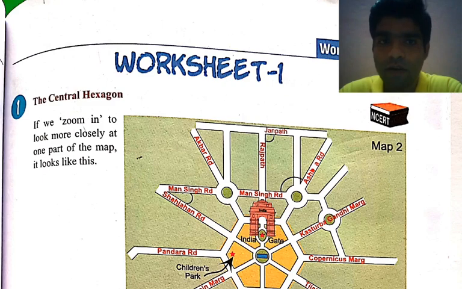Why six sides? The word hexa means six. So the word hexagon means that here there will be six sides.